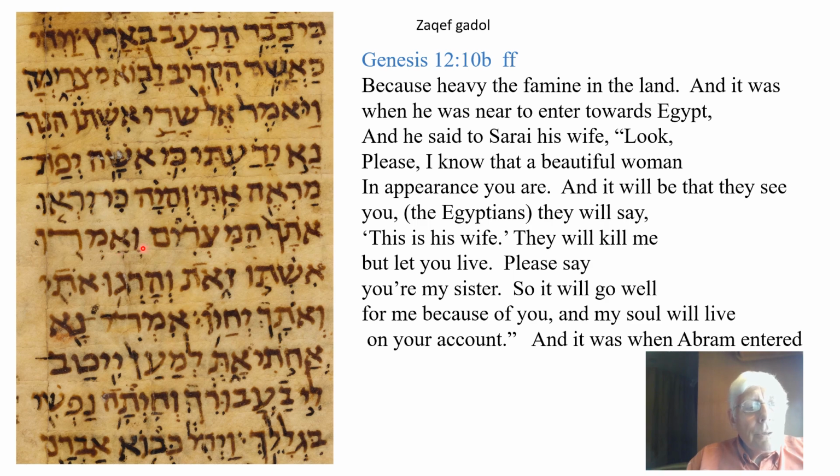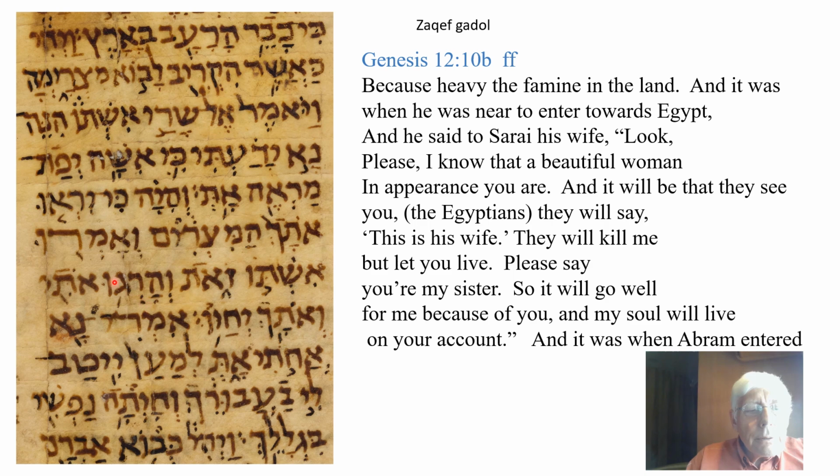Ve'amru, and they will say, ishto, that's his wife. Isha is the absolute form. Ishto is a construct form, his wife. Zot, this one. This is his wife, hazot. Nice etnachta right here, separating this particular verse. Ishto zot.